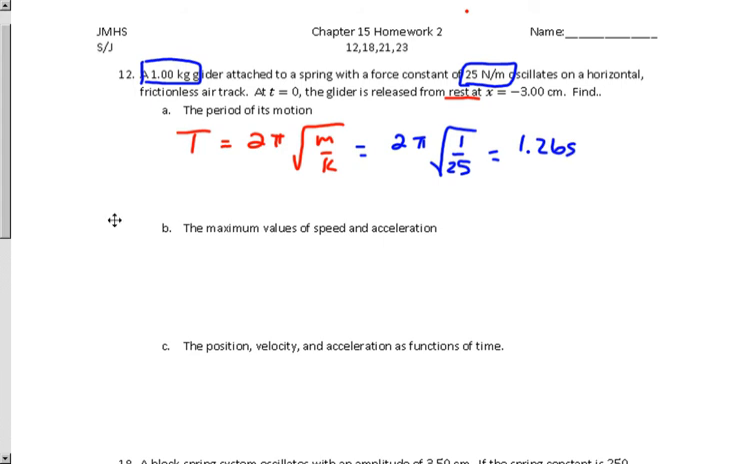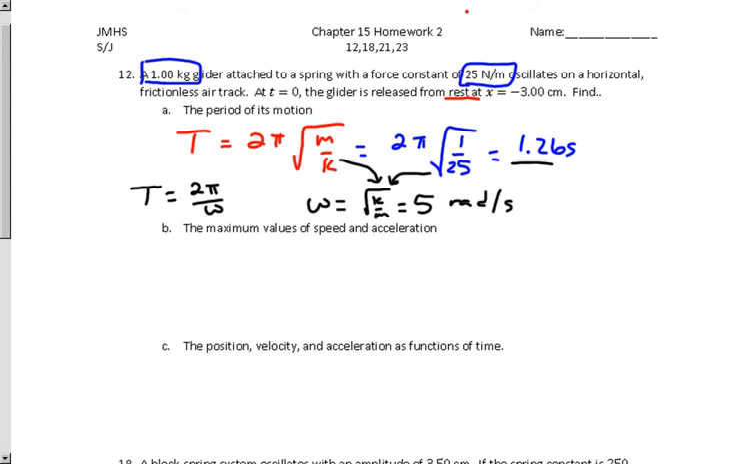Now the other way that we could have found this is we know that period relates to angular frequency by 2 pi over omega. And omega, our definition is it's the square root of k over m. So if you use that, you do the same thing. You plug in that 25, so we get omega is equal to 5 radians per second, which is going to be quite useful. And then you plug that in for T, and you end up getting the same thing, 1.26 seconds. So it takes 1.26 seconds to go back and forth once.